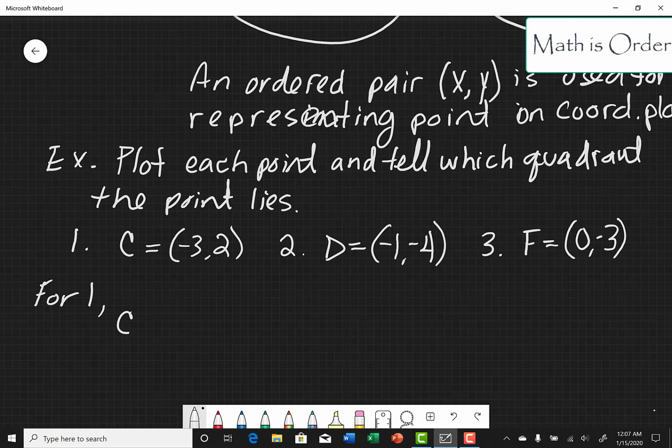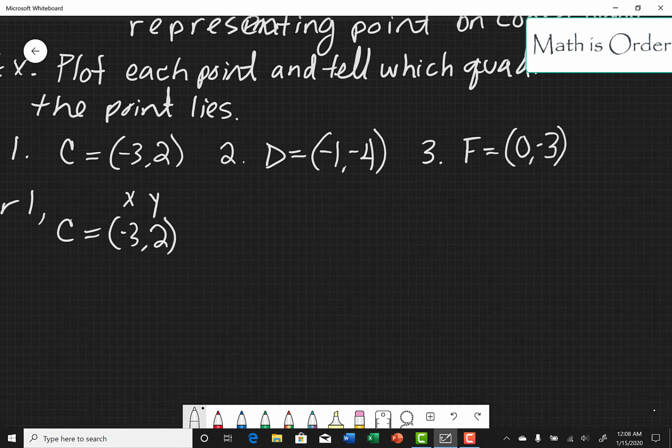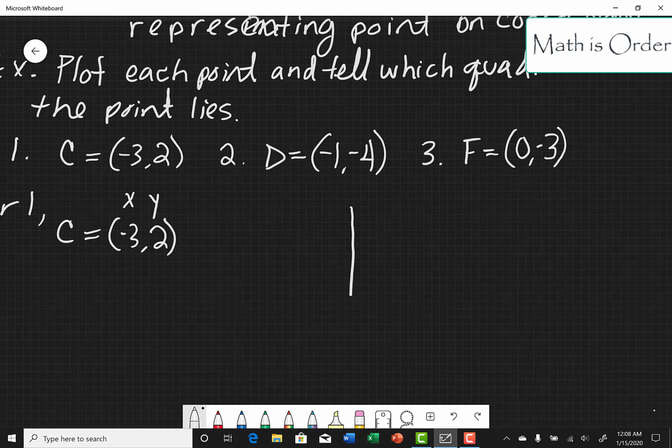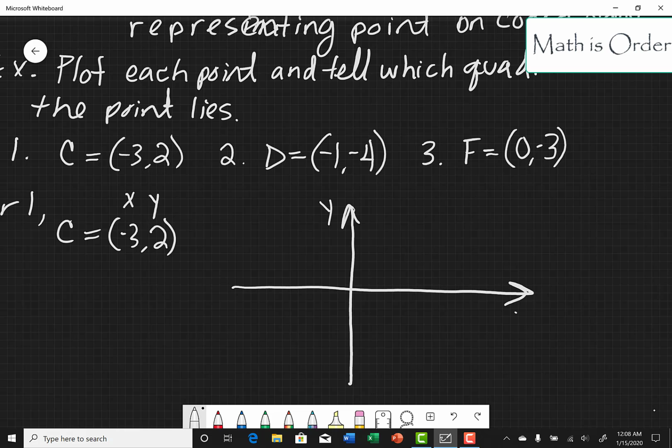So for 1, here C is -3, 2, and we can see that the x coordinate is -3. Why? Because it's always the first value. The y coordinate is 2. So we would need to make a coordinate plane and then plot this point on the coordinate plane.